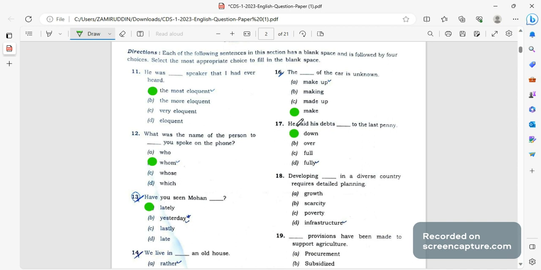17th one, he paid his debts down to the last penny. He paid his debts down to the last penny. He paid everything completely, down to the last penny.